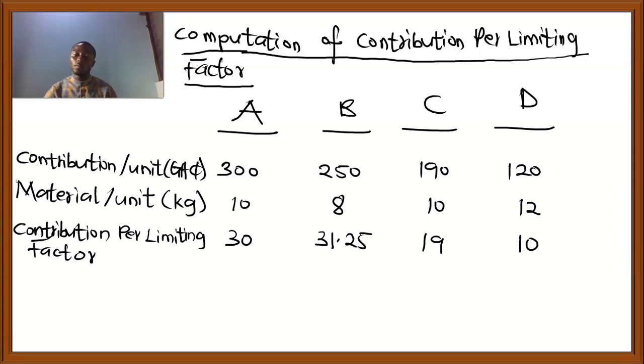of 10. Okay. After computing the contributions per limiting factor, we have to rank them, or order them. So we have our ranking here. We rank them from the highest to the lowest. On comparing them, we realize that the contribution per limiting factor for B is the highest, so it has a rank of 1. It's the first. Then it's followed by A, which has 30. And then the third one is C. Finally, we have D.